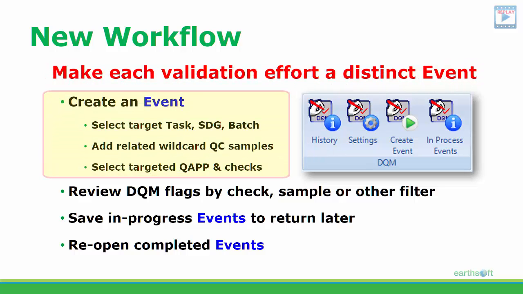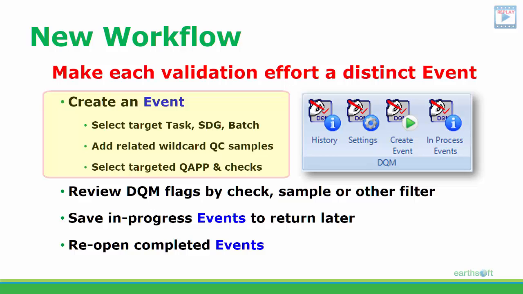So the process is you create an event with that Create Event button right up here in that new section of the DQM ribbon. And when you create the event, you pick your target either task, lab or field, SDG, or batch. Or you can select several of those if you need to narrow your focus.